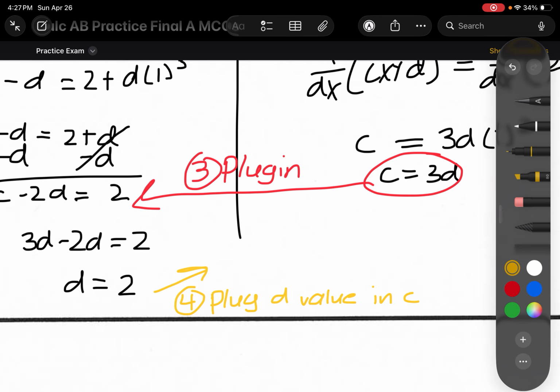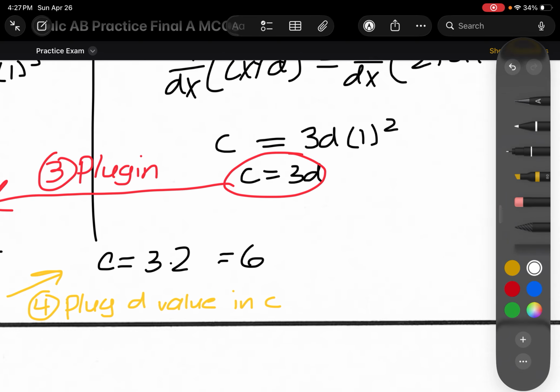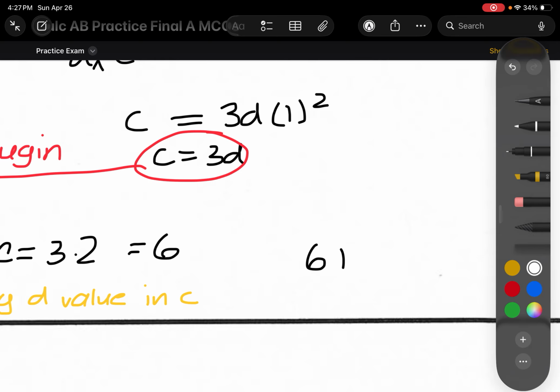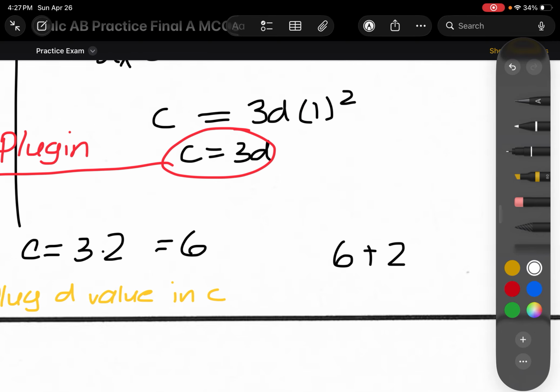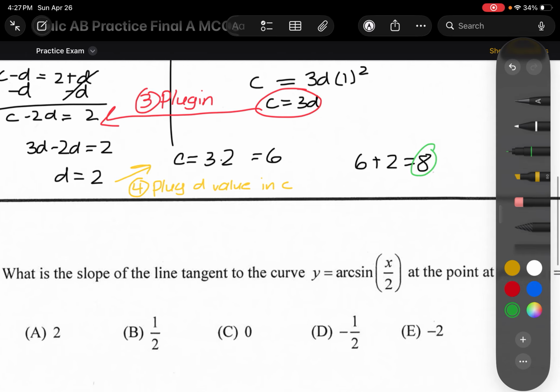So now we're going to put c equals 3 times 2, and 3 times 2 is 6. So c equals 6. But the question is asking for c plus d. 6 plus 2 is equal to 8. So 8 is our answer. Option C is the correct answer.